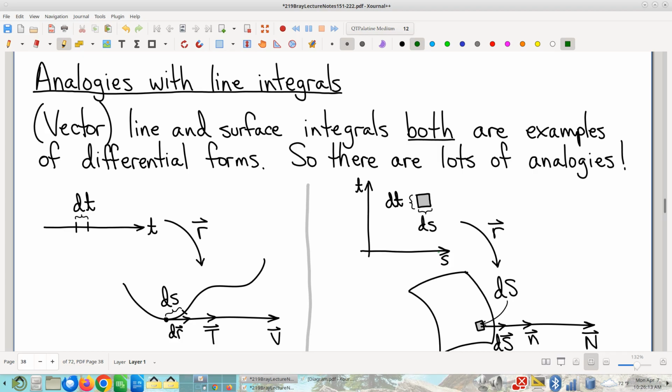Now, ultimately, why is that? Well, because it turns out that both of them are just integrals of differential forms. They're just different kinds of differential forms. And so, if you understand differential forms, then you would look at this statement and say, well, of course, no surprise that they're so analogous, because they are ultimately just two different examples of the same thing.